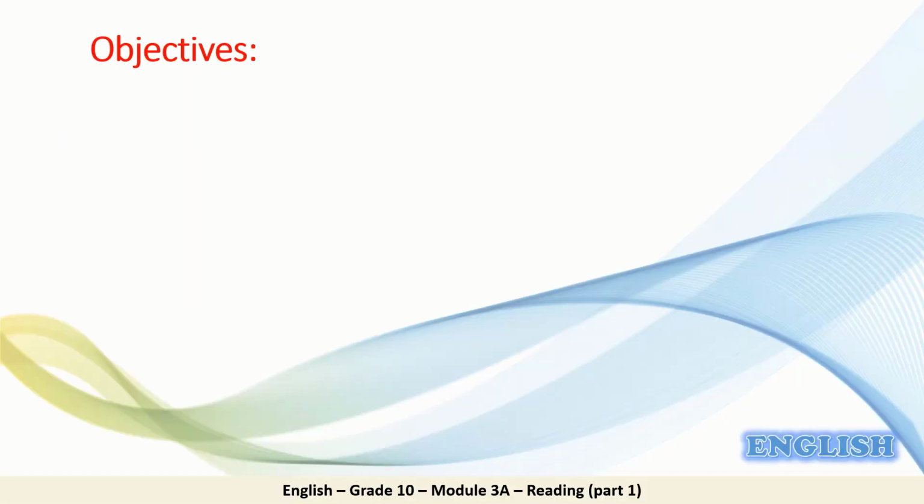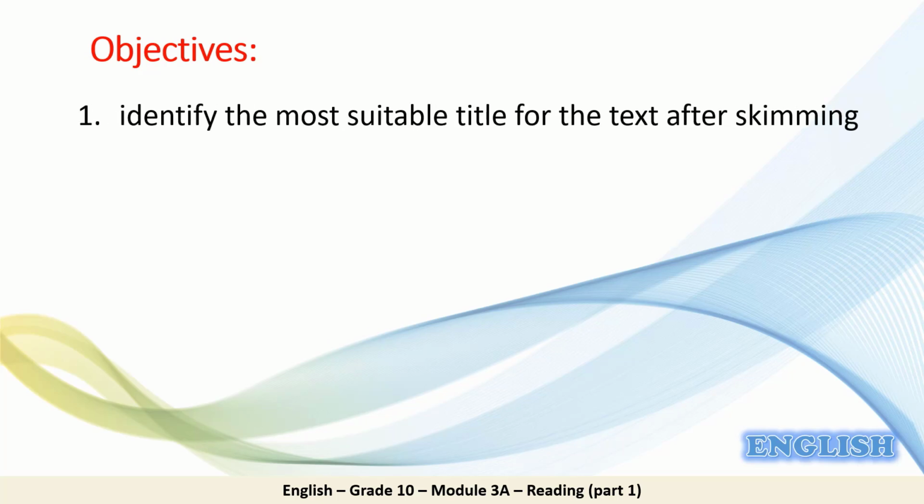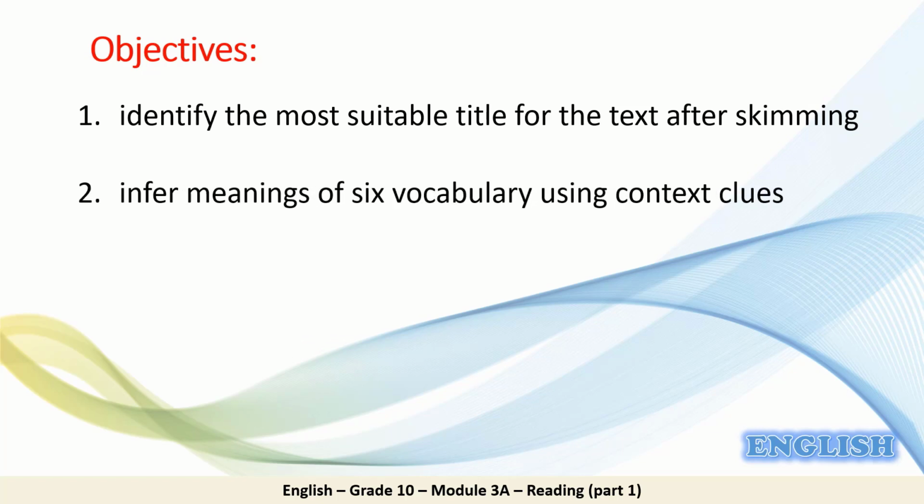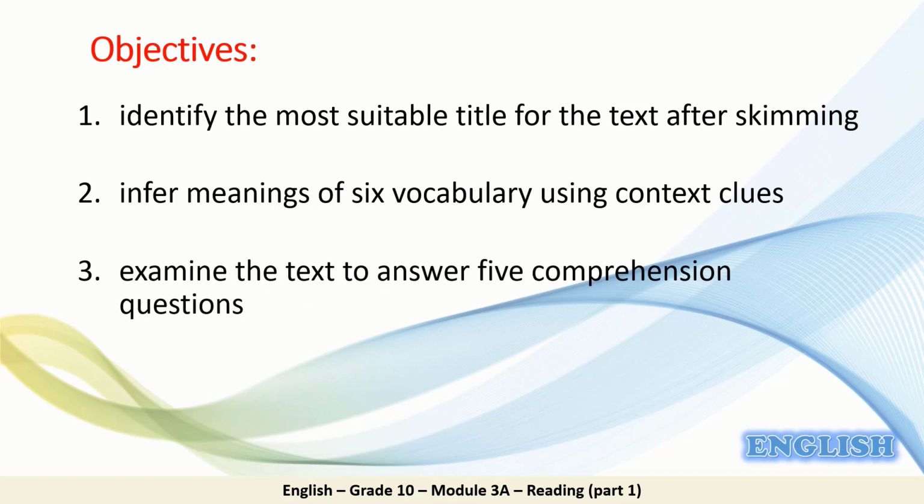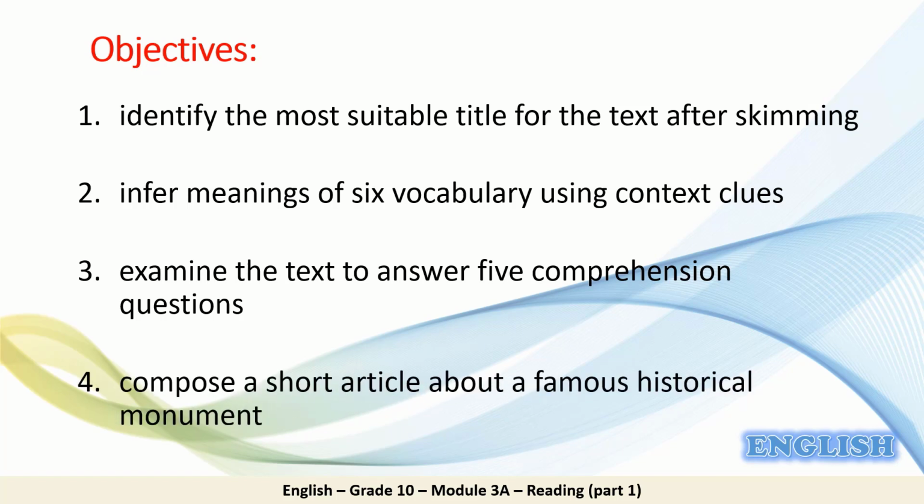Dear students, in today's lesson, we have 4 objectives. Number 1, identify the most suitable title for the text after skimming. Number 2, infer meanings of 6 vocabulary using context clues. Number 3, examine the text to answer 5 comprehension questions. And number 4, compose a short article about a famous historical monument.